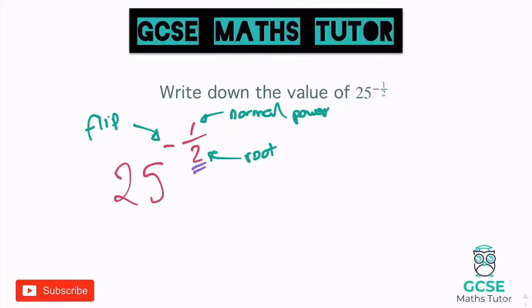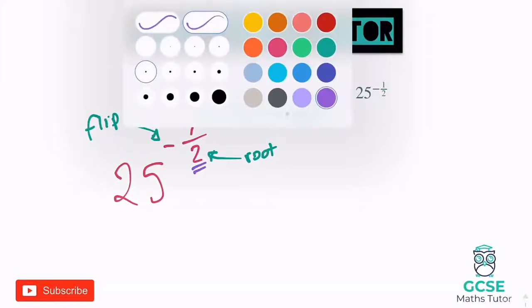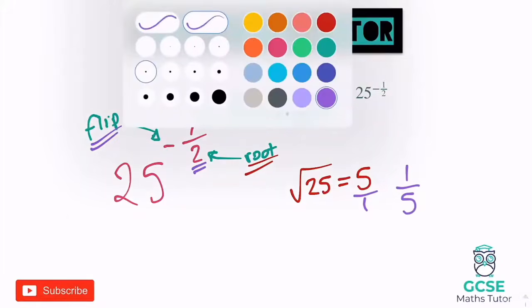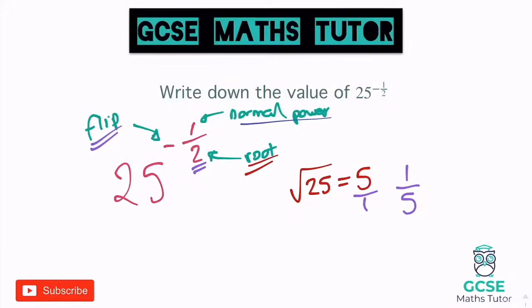So what I've got to do here, first of all, I'm going to deal with this number on the bottom. So I'm going to go for this root first. If I do the square root of 25, we'll get the answer 5. So that's the root dealt with. Now I'm going to move on to the other piece. So I've got the flip going on, or the reciprocal. If I flip 5 over, remembering 5 is 5 over 1, it becomes 1 over 5. Now the normal power there is just a 1, and a normal power of 1 doesn't actually change anything. Anything to the power of 1 is just itself. So that 1 over 5 there would be my final answer.